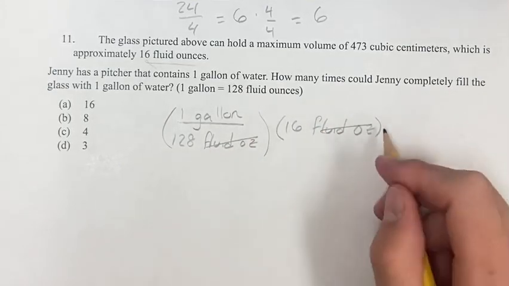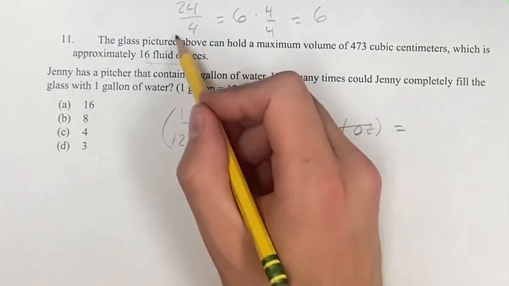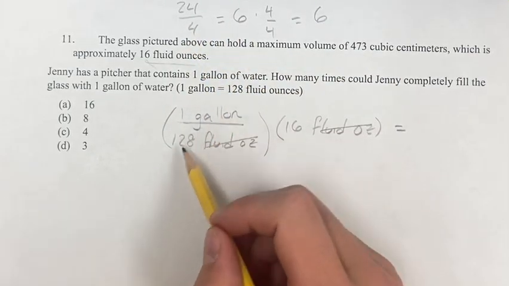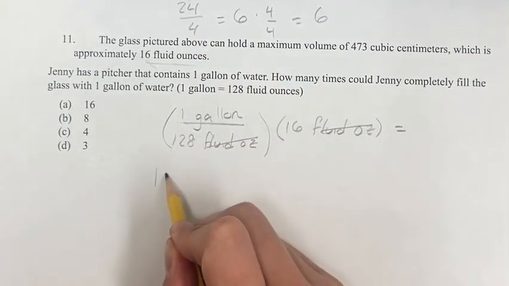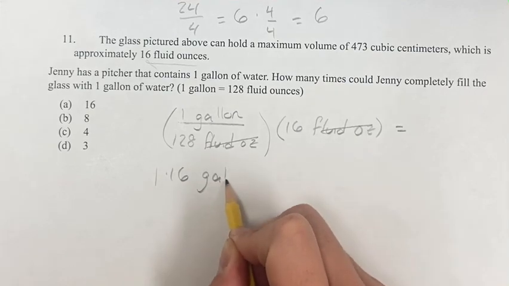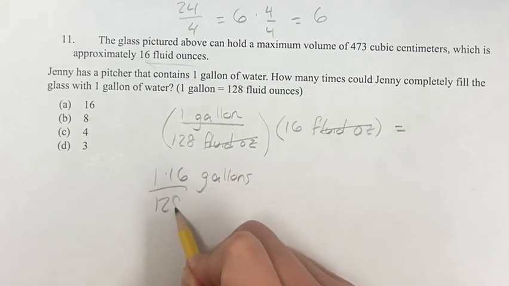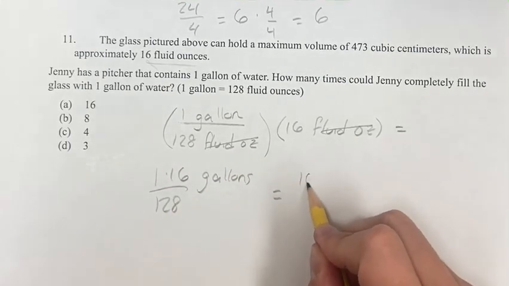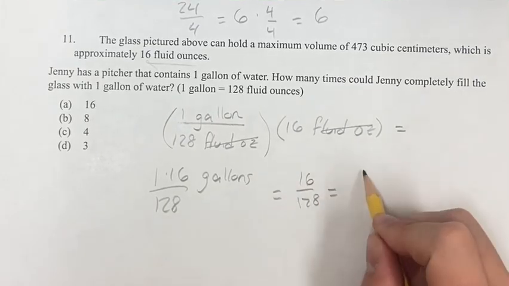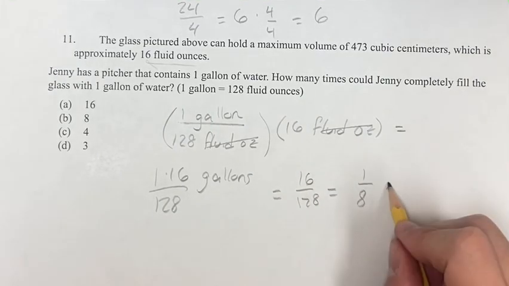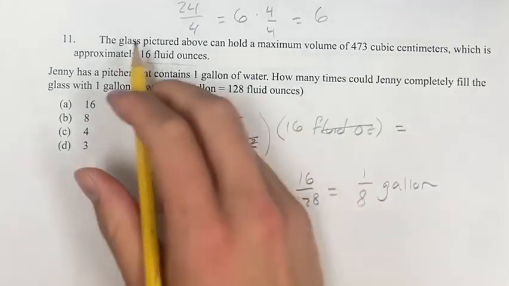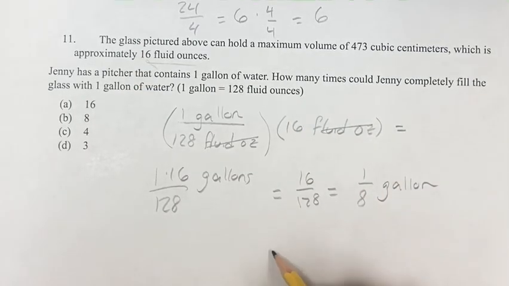the unit cancels, and now we have a new unit. Here we have a new denominator, here we have a new unit, which is gallons. And so we have 1 times 16 gallons over 128. This is 16 over 128, which is 1 over 8. So the glass that we have is 1/8 of a gallon.